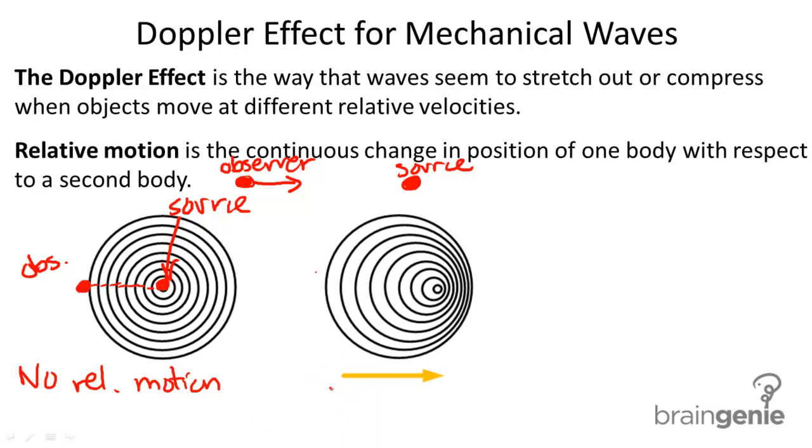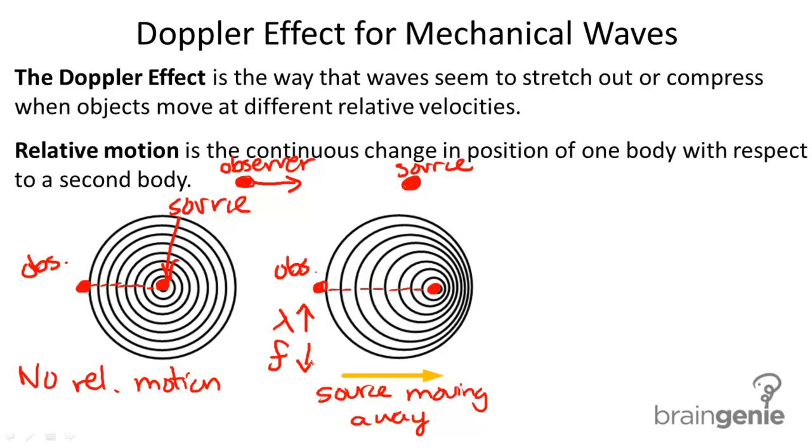In this case, we have the source moving away. Again, this is the source and this is the observer. Since the source is moving away, you can see what happens to the wavelength. The wavelength increases, and since the wavelength increases, the frequency decreases. So if this was a sound source moving away from the observer, the observer would hear a lower frequency or a lower pitch. It would seem lower.